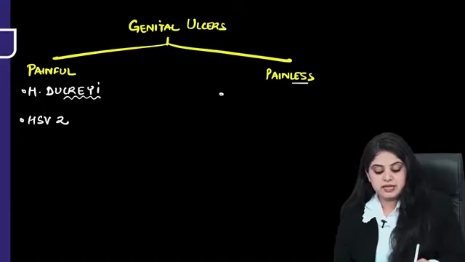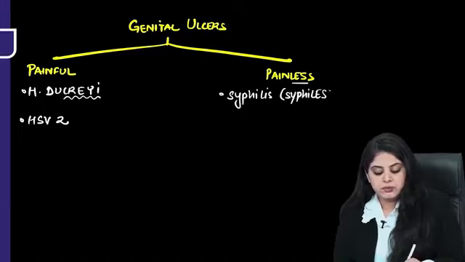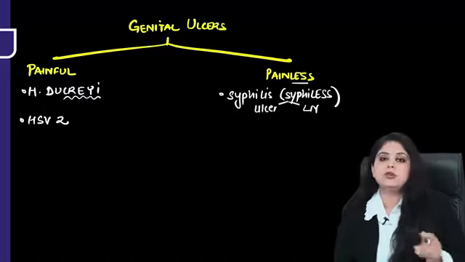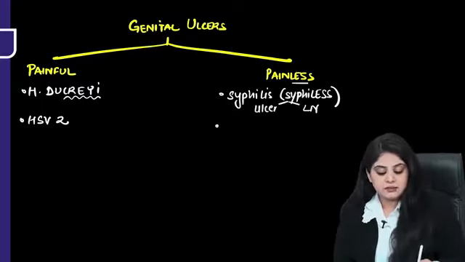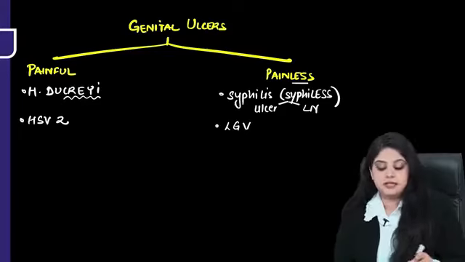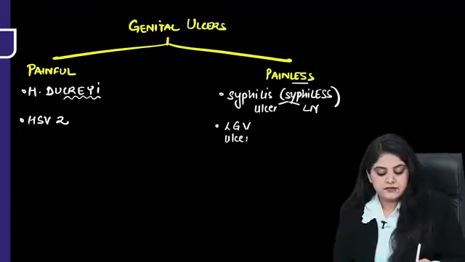Versus what was in painless? So we had learned syphilis. That is how we learned it, right? That in syphilis everything is going to be painless. There is a painless ulcer also. And there is going to be a painless lymph node also. Everything is painless, syphilis. Other than that, we had learned something called lymphogranuloma venereum. See, the ulcer is definitely painless.